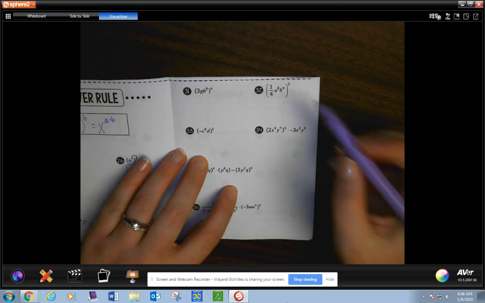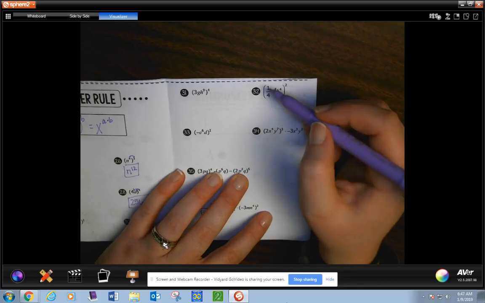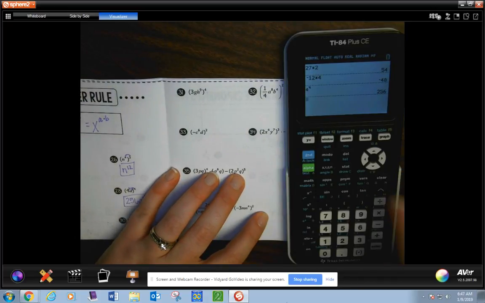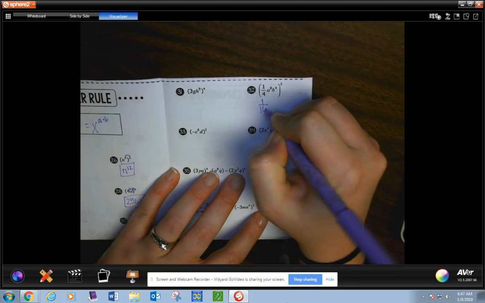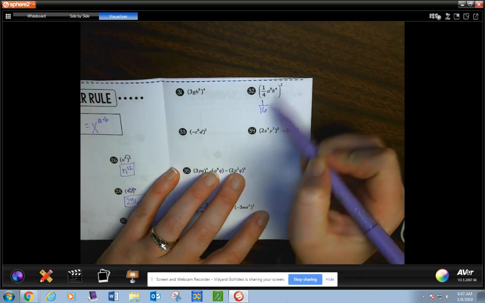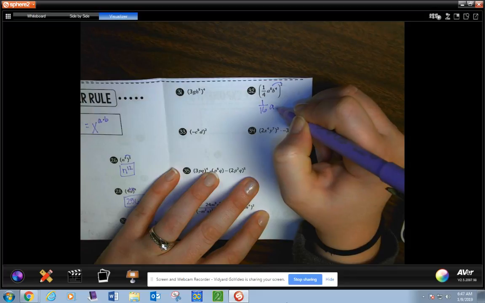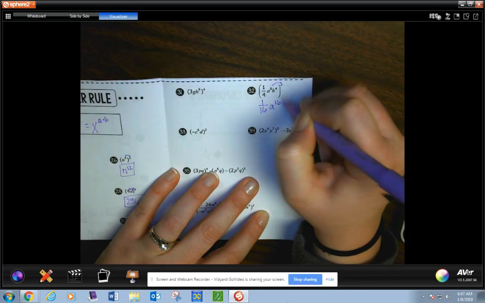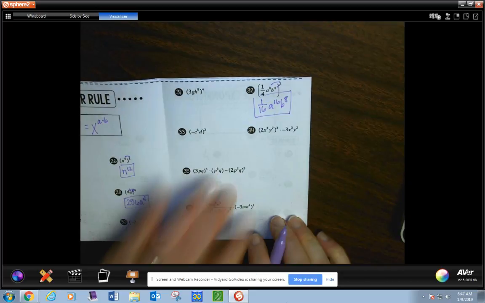Okay, moving to 32, I have 1/4 a to the 8th b to the 4th squared. Okay, the first thing we're going to do is take 1/4 squared. You can do a fraction, so you can just open it up and do 1/4, and then you could square it, which gives you 1/16. Or what you could do is just put the squared on both pieces, so 1 squared is 1, 4 squared is 16. And then multiply your exponents, which will give me a to the 16th and b to the 8th. And that would be my final answer.